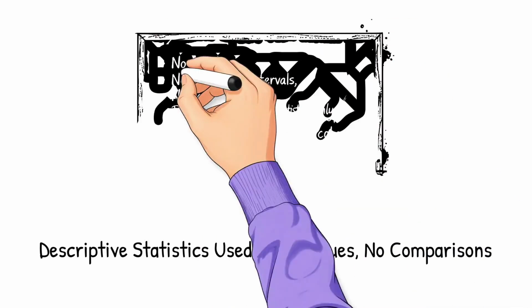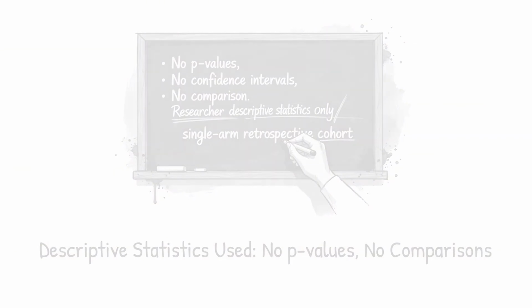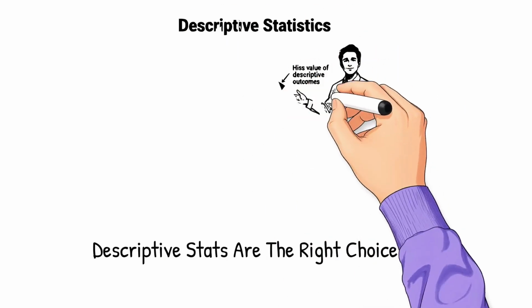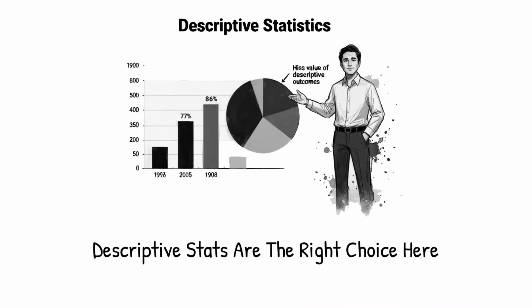Does the statistical approach match the study design? Yes, completely. This is a single-arm retrospective cohort. There is no second group to compare against. Descriptive statistics are not a limitation here. They are the correct and only appropriate choice. It reports exactly what the design allows: clean, honest, descriptive numbers.